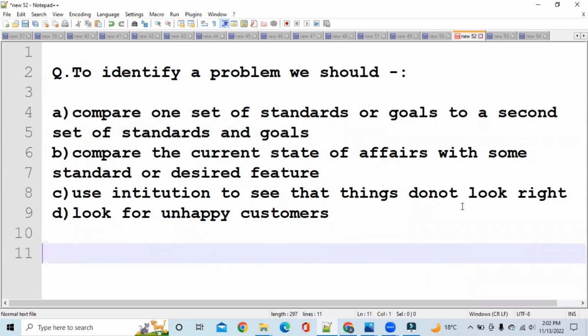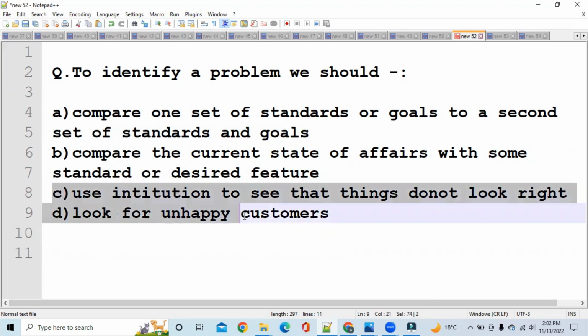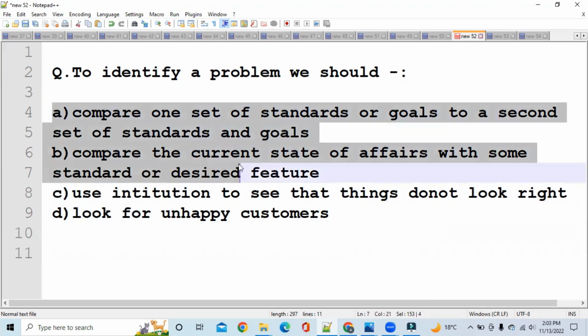Now let's discuss our question. You can see here they are saying, to identify a problem you should: compare one set of standards or goals to a second set of standards; compare the current state of affairs with some standard or desired feature; use intuition to see that things do not look right; look for unhappy customers. By the idea of elimination, you can eliminate options C and D, because these are very useless and illogical options. Now you might be confused between 1 and 2.